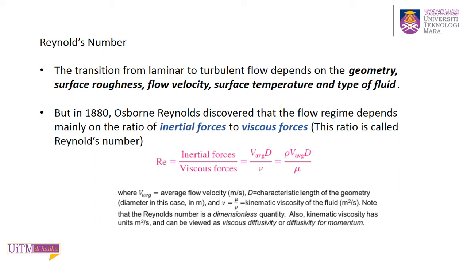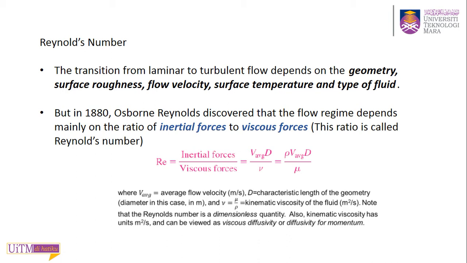Okay, so the transition from laminar to turbulent depends on the geometry, the surface roughness, and the flow velocity, surface temperature, and type of fluid. So these are the factors that can cause the change from laminar to turbulent.